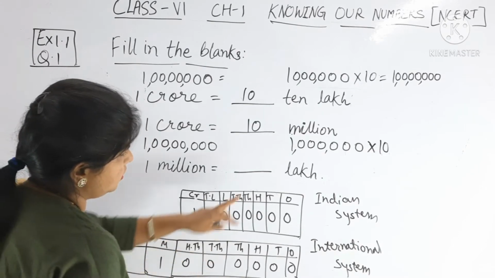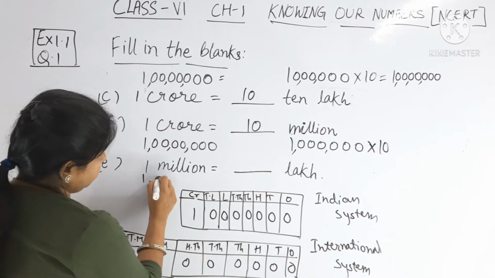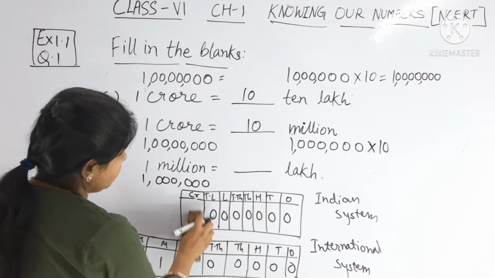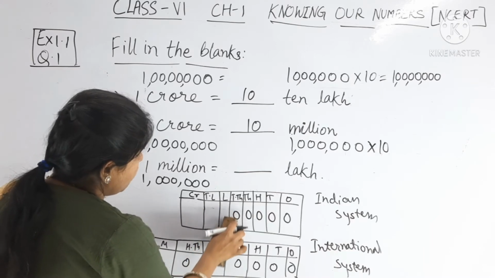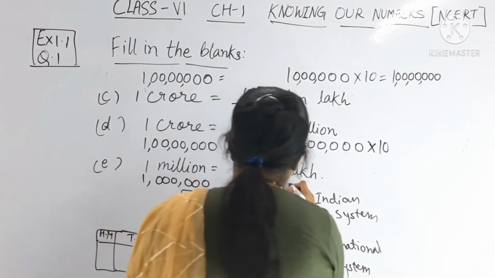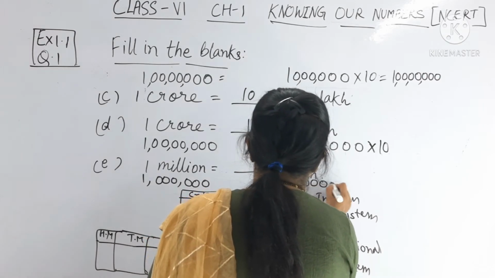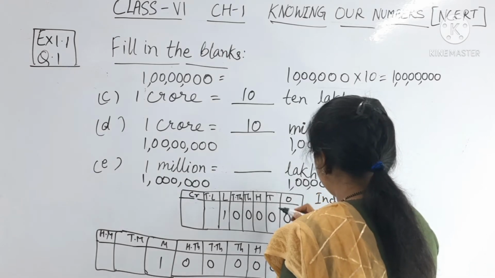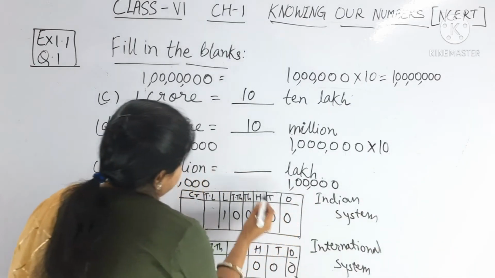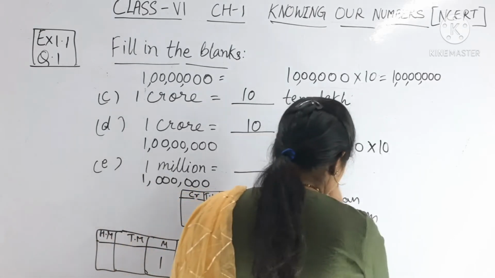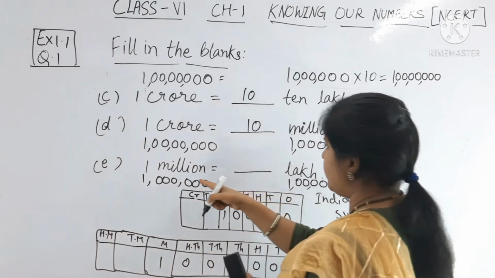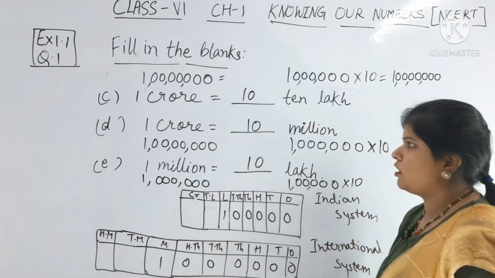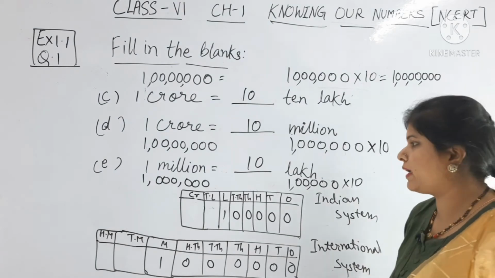1 million is 6 zeros here. And 1 lakh you can write here in the Indian system. That is 5 zeros: 2, 3, 4, 5. Okay. How do you put commas here? After 3, 2. So here also if we multiply with 10, I can get 1 million, that is 6 zeros. So here also I am getting 10. So this is the first part, that is fill in the blanks.